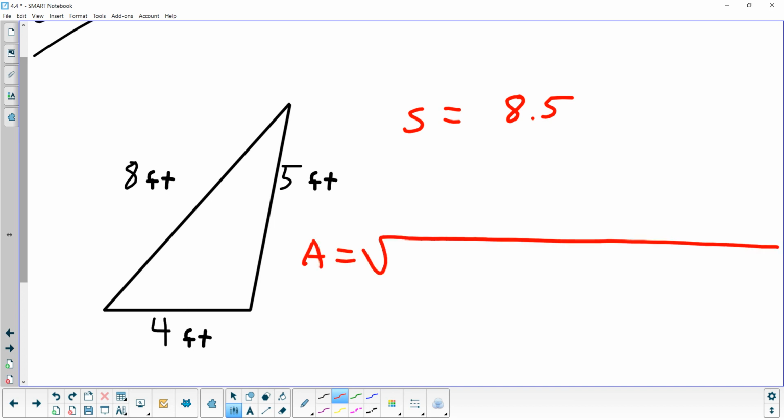And let's find the area. All right, James, what's the first thing I'm going to put under the square root? 8.5. Okay, and Colby, next thing I'm going to put next to that?